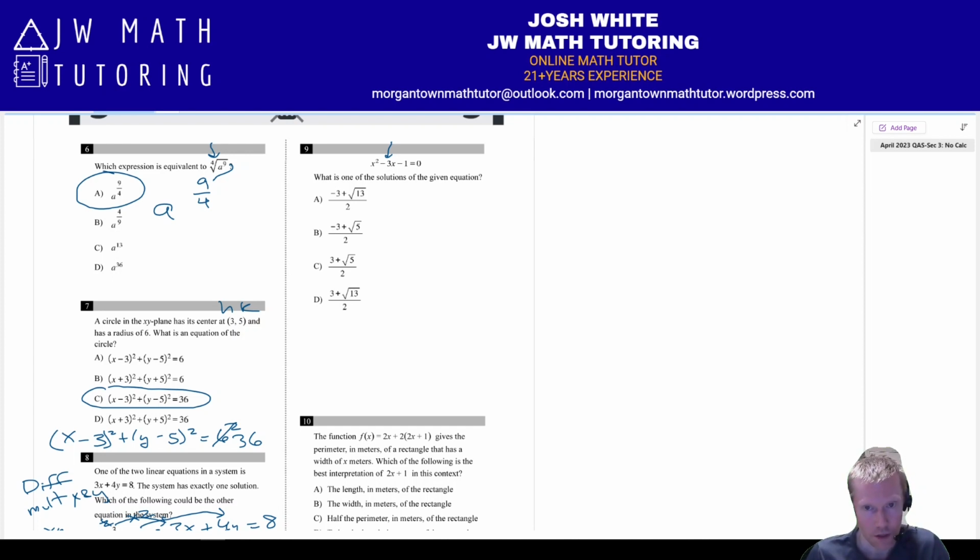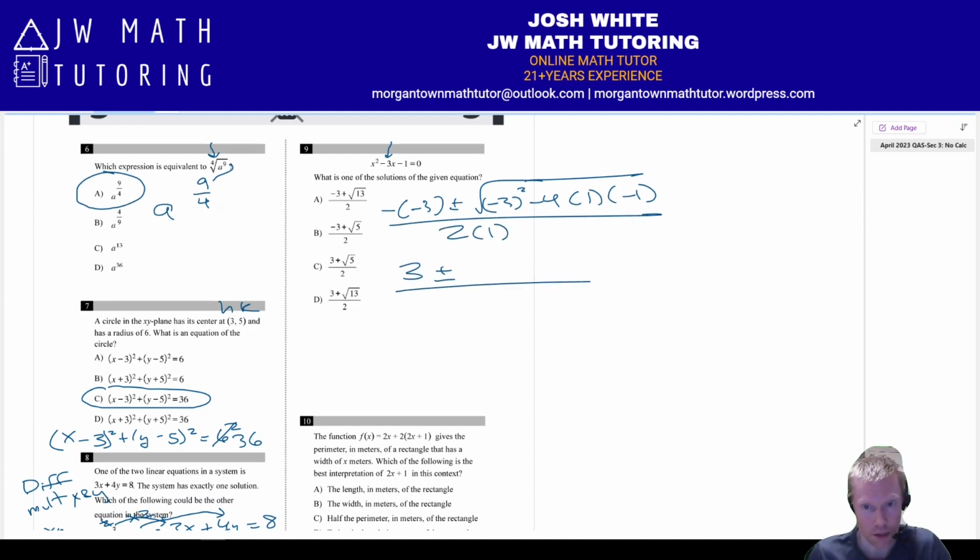So we've got negative b, which is negative 3, plus or minus the square root of b, again, negative 3 squared, minus 4 times a, which is 1, times c, which is negative 1, all over 2 times 1. So we've got positive 3 plus or minus over 2. Notice right off the bat, A and B are out because they have a negative 3 in front. So now really all that matters is what's the number under the radical. That's basically what distinguishes C versus D.